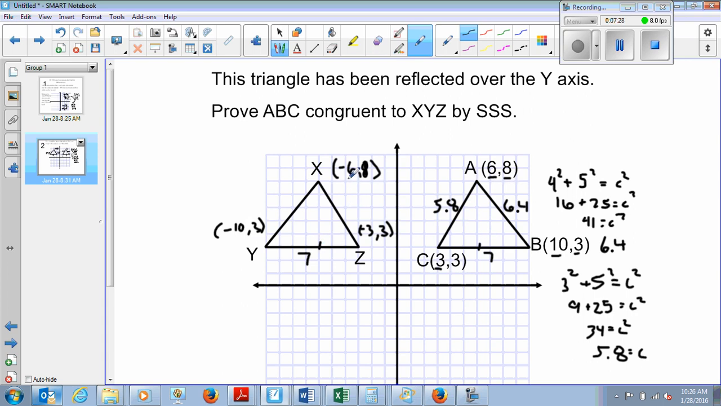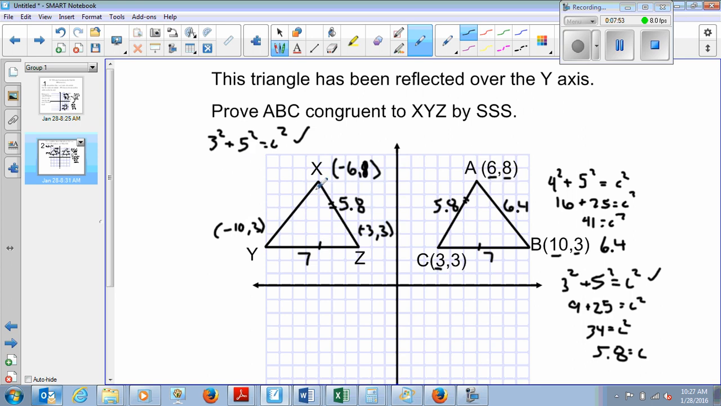So we do the distance from negative 6 to negative 3 again is 3 squared. The distance from 8 to 3 again is 5 squared. So look, we have the same thing here as we have over here. Those are going to equal each other. So we already know that this is going to be 5.8. So again, we have another set of sides that are going to be congruent.